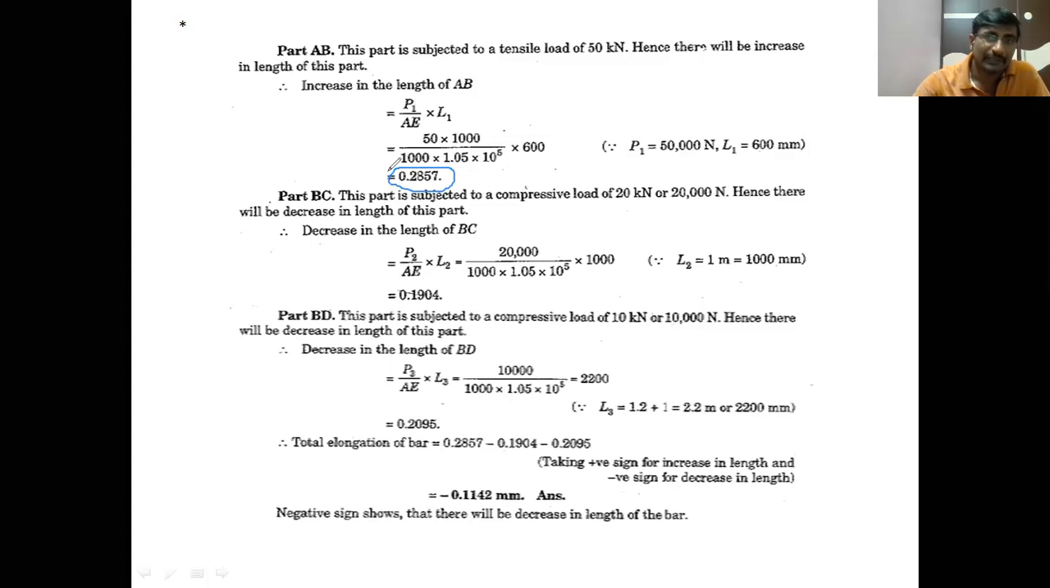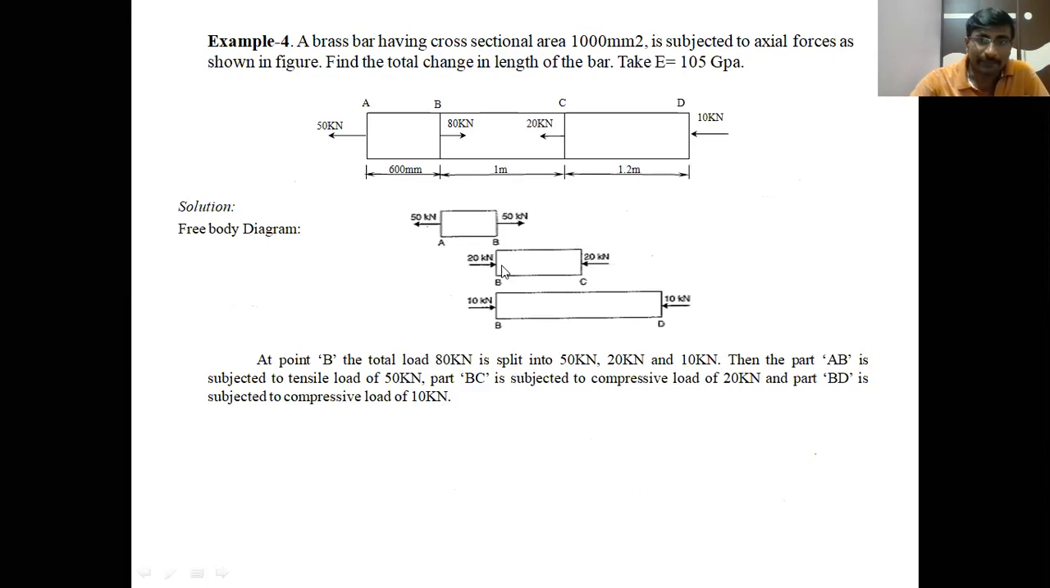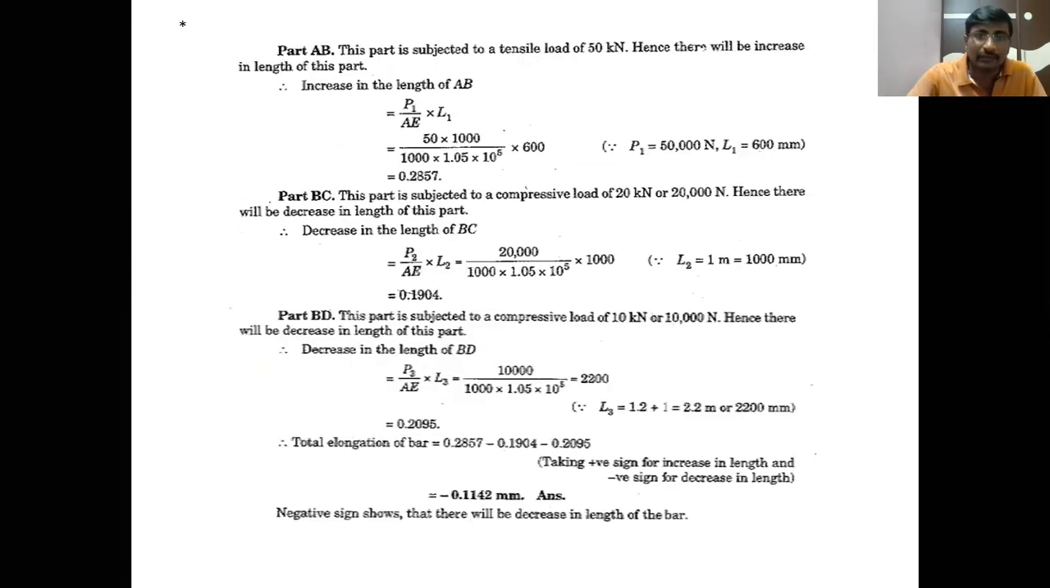0.2857 mm. Then coming to the second part, part BC, this part is subjected to a compressive load of 20 kilonewtons or 20,000 newtons, and there will be a decrease in length of this part. Second part is decrease in length because the load applied on it is compression. When we apply a compressive force, the length of the member decreases. This decrease in length is taken as negative. Either it is increase or decrease, whatever the change in length, the same formula is applicable.